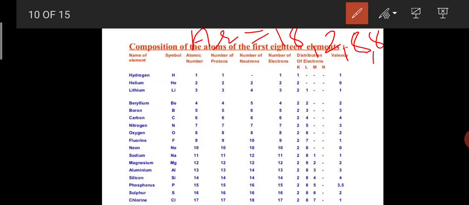So in the K shell how many electrons? 2. In the L shell 8, and in the third shell 8. So neon and argon have a completely filled outermost shell.